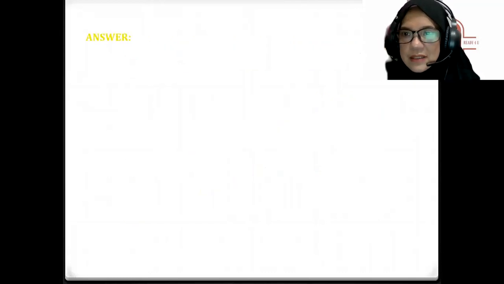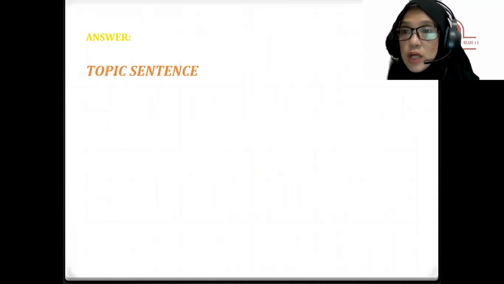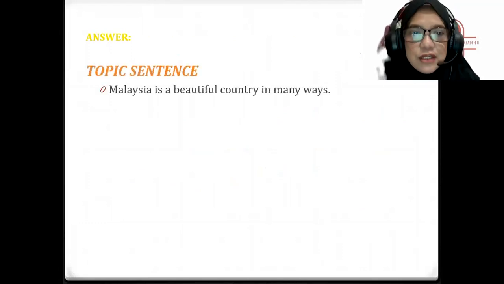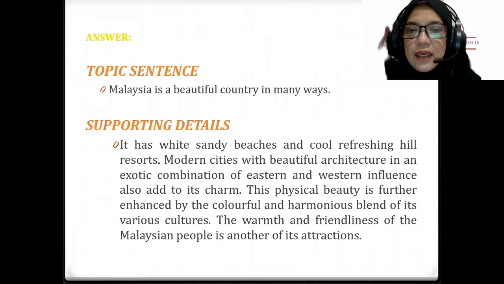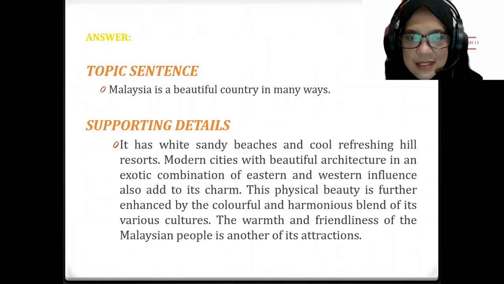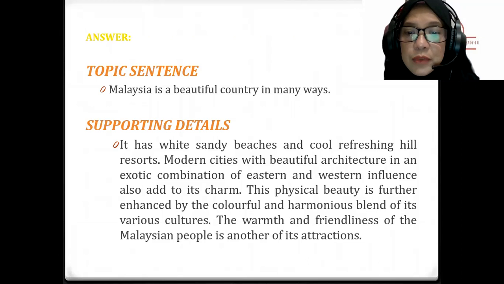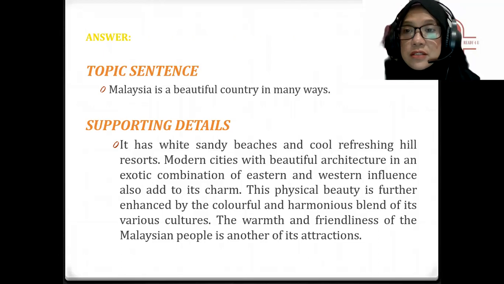what is the topic sentence? The topic sentence is, Malaysia is a beautiful country in many ways. The supporting details are, okay, the other sentences in the paragraph. It has white sandy beaches, it has modern cities, all right? Colorful and harmonious blend of various cultures, multi-cultures, and of course, not forgetting the warmth and friendliness of Malaysian people.